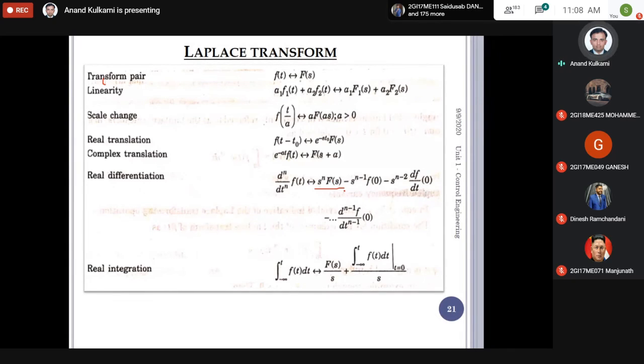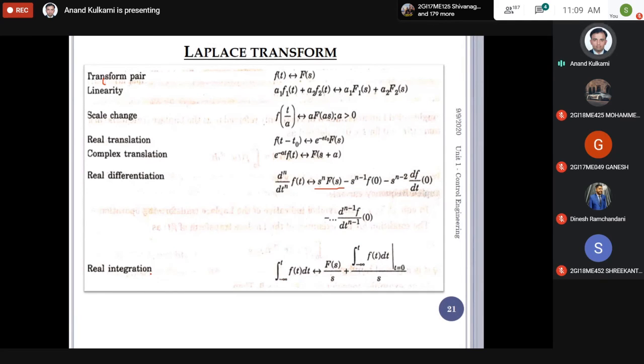That means d by dt of f of t becomes s F of s. d square f of t by dt square becomes s square into F of s. Similarly, d cube f of t by dt cube becomes s cube F of s. That means the number of times the derivative is taken becomes the power of s. So the first derivative d by dt gives s to the power 1, d square by dt square gives s to the power 2, d cube by dt cube gives s to the power 3, and so on. That is the case.